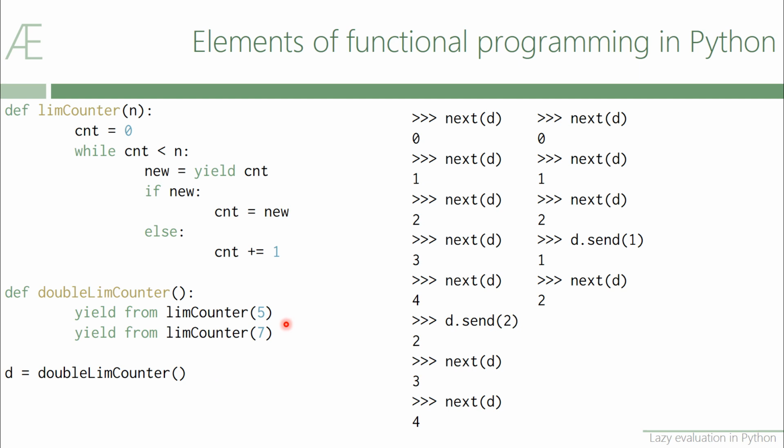It's not just a construction for iterating over some iterator. We're actually switching to the iterator we're yielding from. That is, we may send values to it and so on. It's like we delegate the yielding of values to this iterator. Look at this double lim counter function.